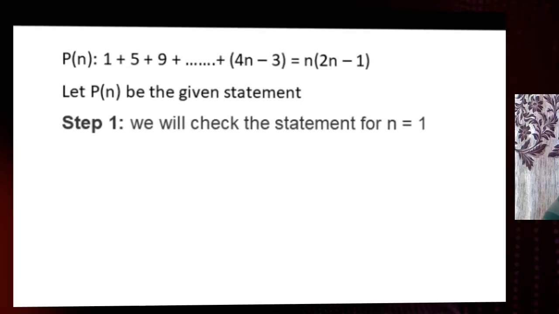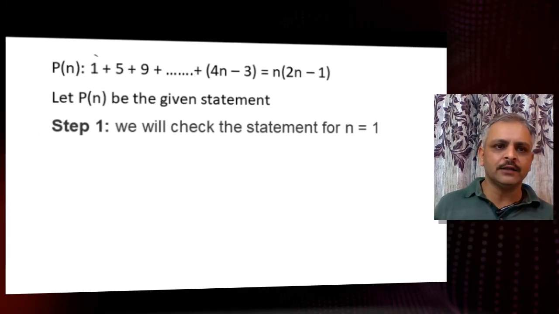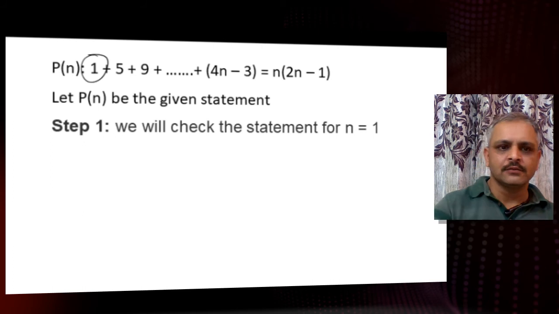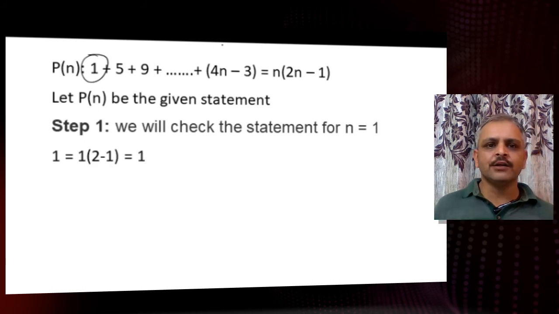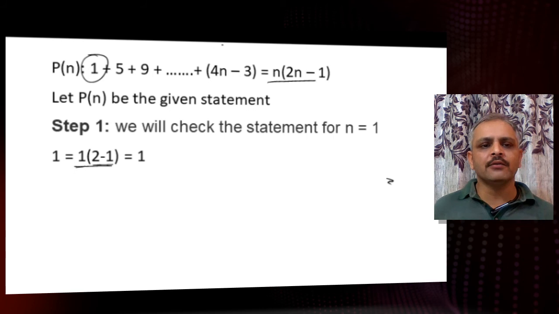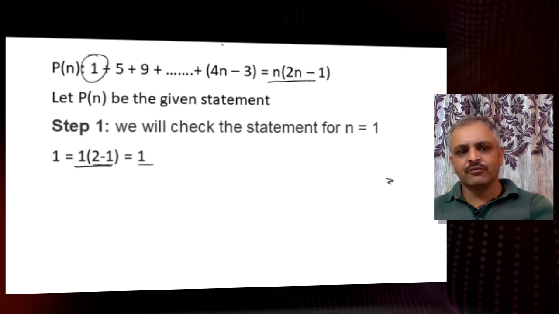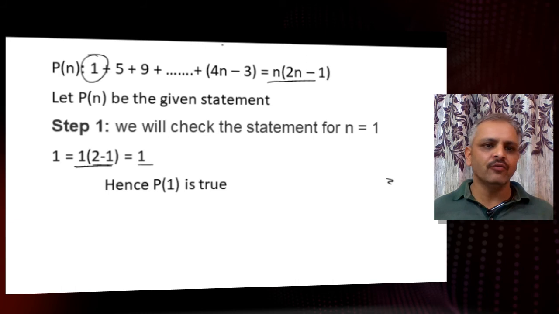Take another example. Here is a statement: 1 plus 5 plus 9 plus up to 4n minus 3, and we have to prove that this is equal to n into (2n minus 1). So three steps. First step is n is equal to 1. So let's check it for n is equal to 1. If I put n is equal to 1 here, left hand side is 1 and right hand side will become 1 into (2 minus 1), and 1 into 1 will become 1. So it is true for n is equal to 1.